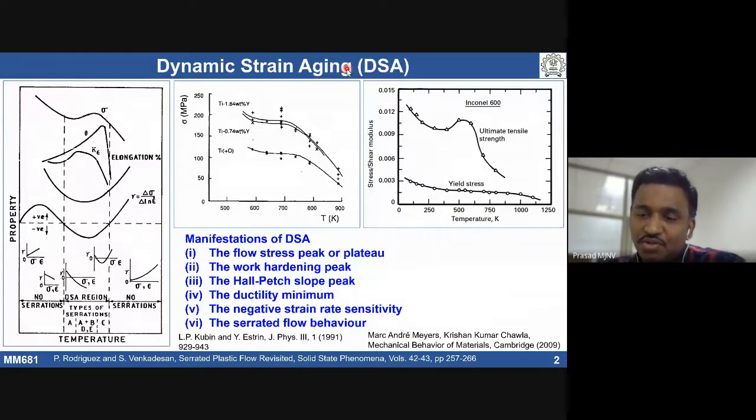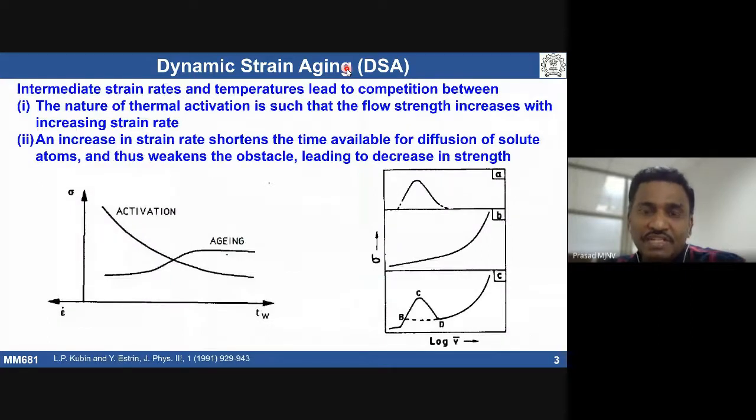So we discussed what contributes during deformation. Depending on strain rate and temperature, we do see aging.